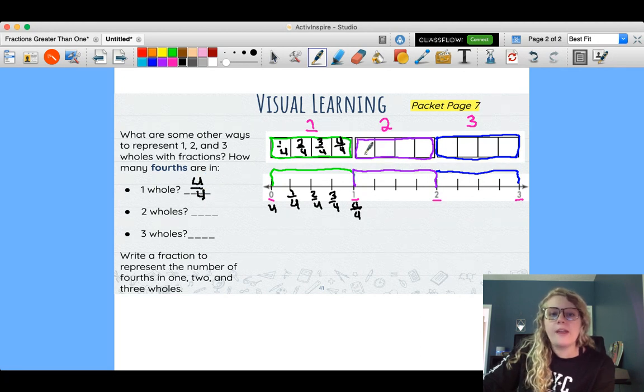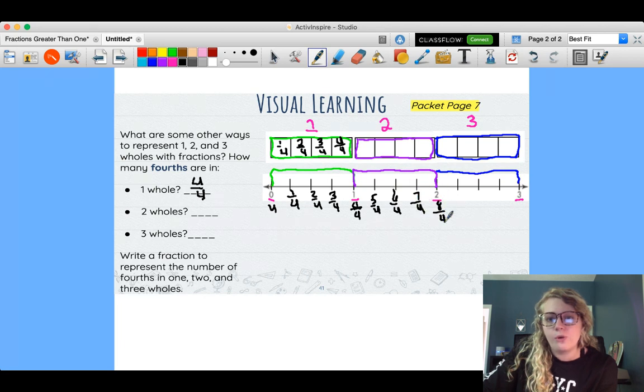Moving on to our second whole. Again, 4 equal parts, our denominator is not changing. But since we've already counted all the parts from the first whole, we're just going to continue on. So after 4 fourths, we have 5 fourths, 6 fourths, 7 fourths, and then 8 fourths at the 2 whole mark.